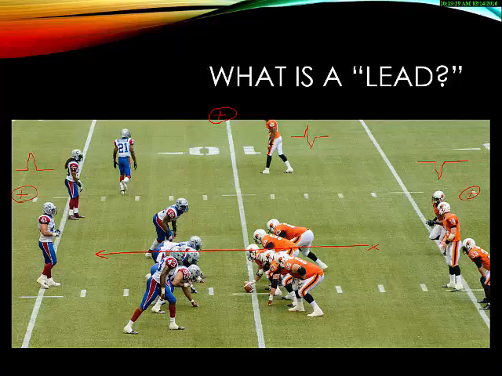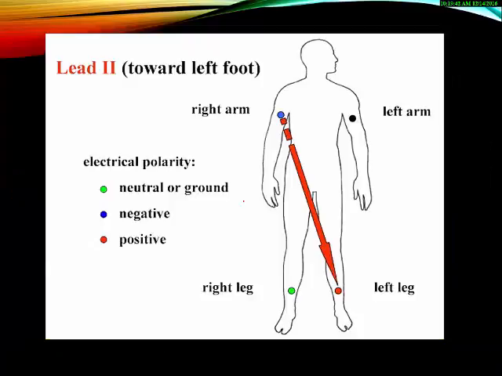All right, so it's all the same play, and it's important to keep that in mind. We're looking at the same play just from different angles, and the reason why we have different shapes on our QRS complexes is because we're looking at this from different angles.